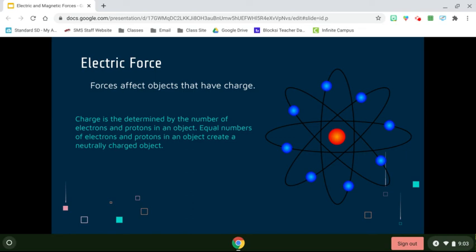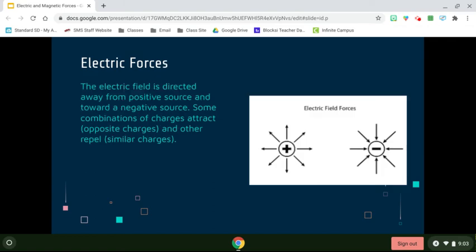These are forces affecting objects that have charge. So, charge is determined by the number of electrons and protons in an object. An equal number of electrons and protons in an object creates a neutrally charged object.